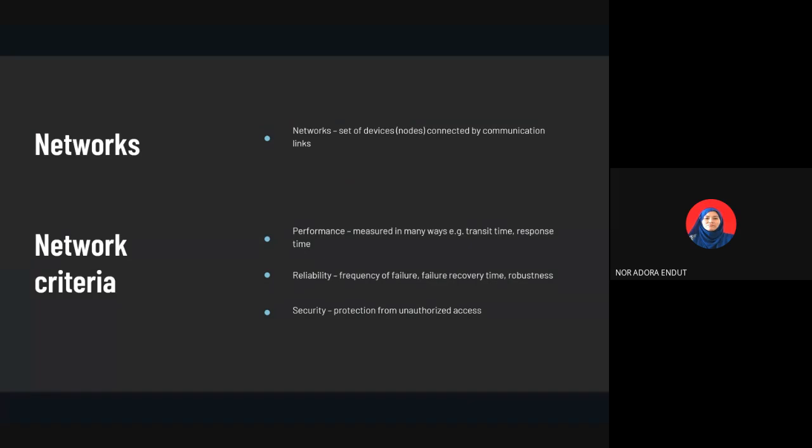Nanti mungkin bila kita ada kelas yang lama sikit baru saya interview kamu lah. Sebab hari ni I decide to start lewat sikit. So kita borak nanti kan.